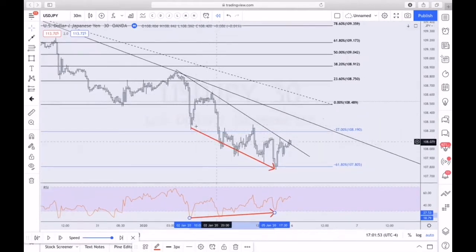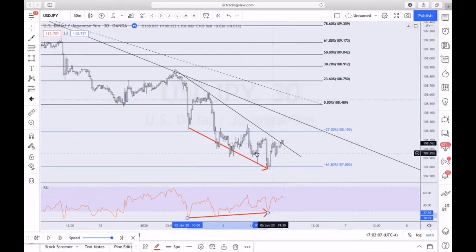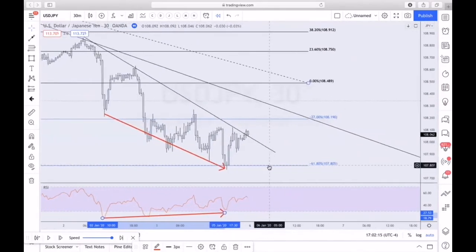Okay, so we see this divergence, we see negative 61.8. That is two confluences telling me that I am literally looking for a buy. I'm looking for a reversal. Remember, divergence is two things doing the opposite, and we're expecting the market to push in the opposite direction. And remember, negative 61.8 is your reversal level on your take profit, all right?